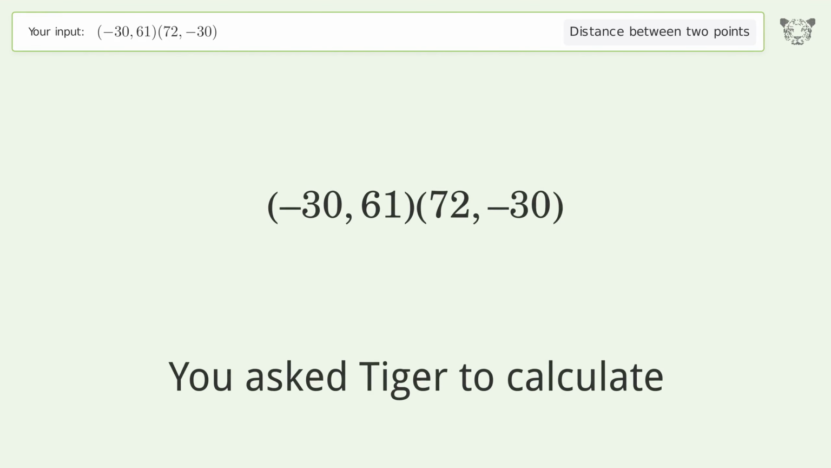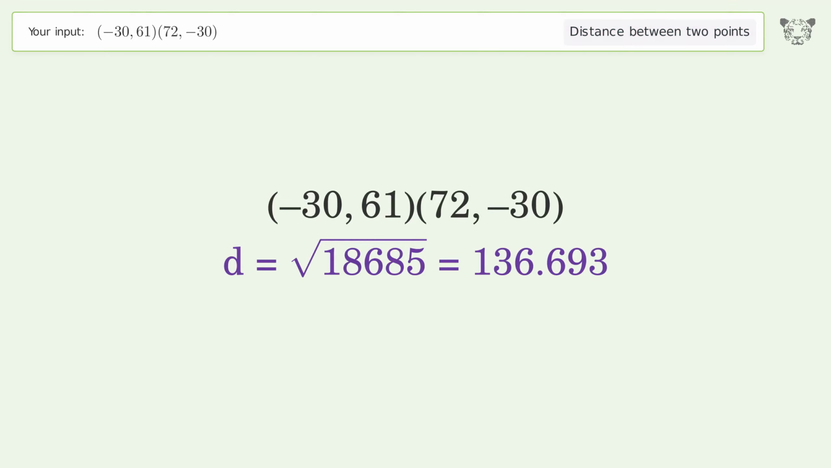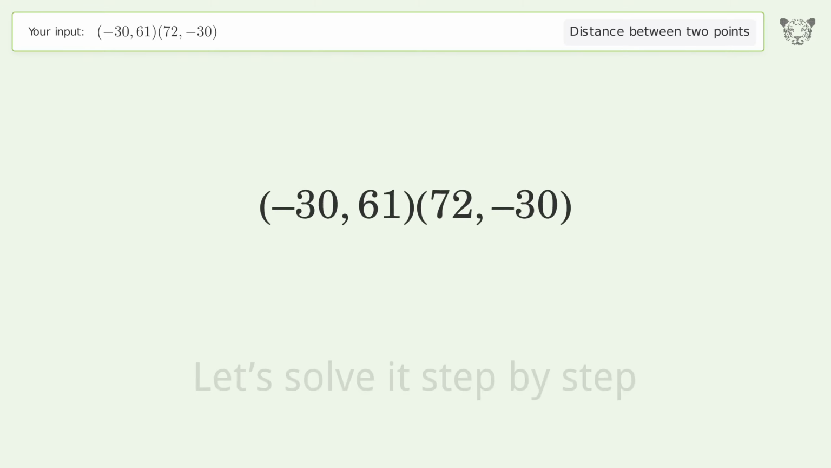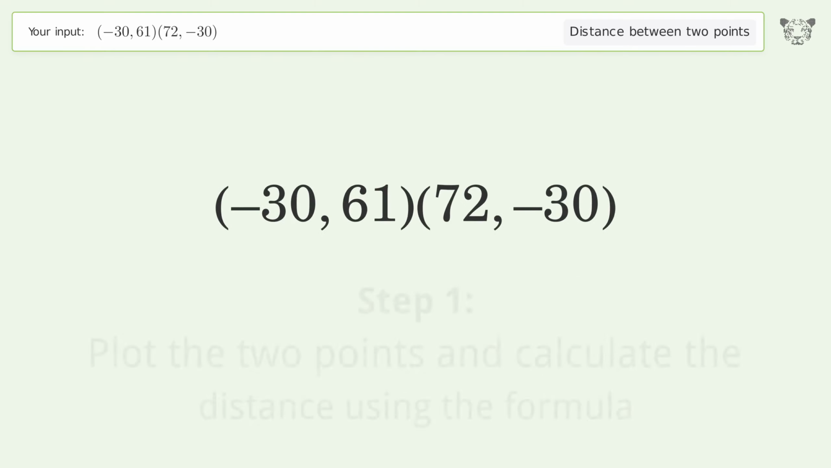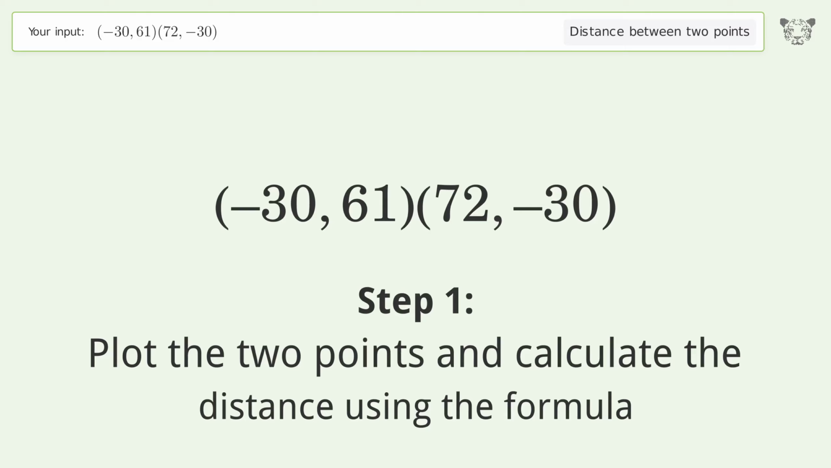You ask Tiger to calculate. This deals with the distance between 2 points. The distance between the 2 points is the square root of 18,685 or 136.693. Let's solve it step by step. Plot the 2 points and calculate the distance using the formula.